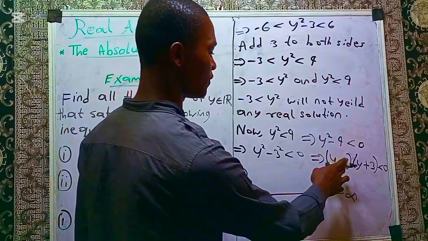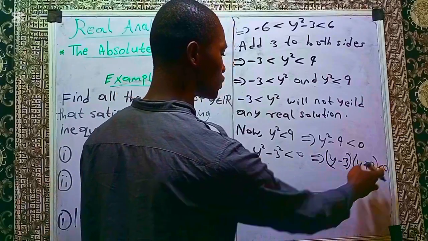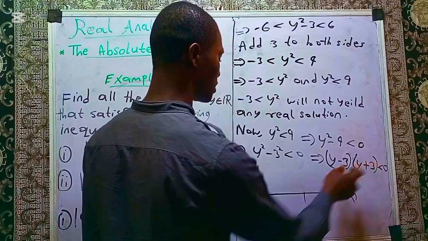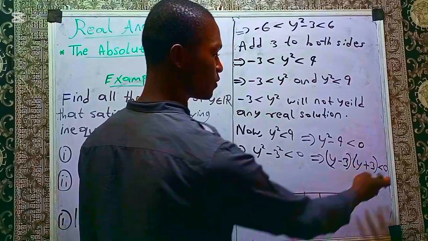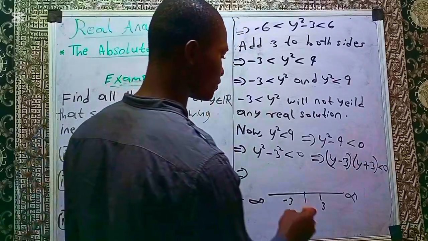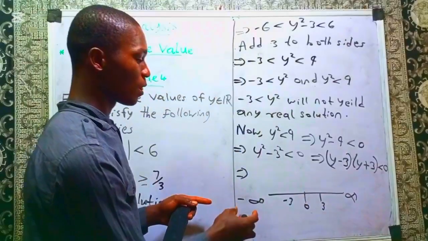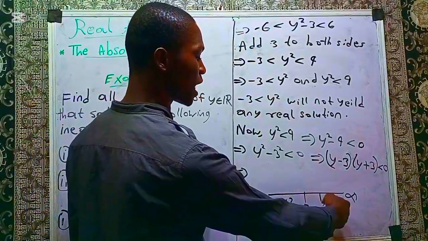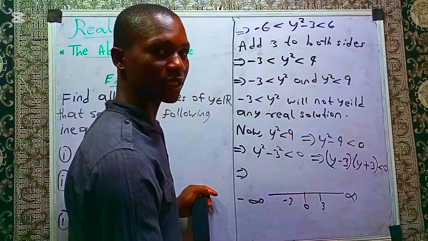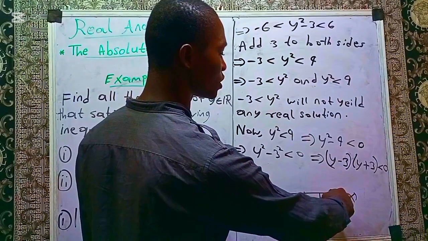Then the first root you are going to get, if you set this to be equal to 0, you are going to get positive 3. And you are going to get negative 3 for y, had it been you set this to be equal to 0. Now, having done this, you know 0 will be at the middle. Then at the right hand side of this 3, pick any number there and test. 4 is at the right hand side of this positive 3.